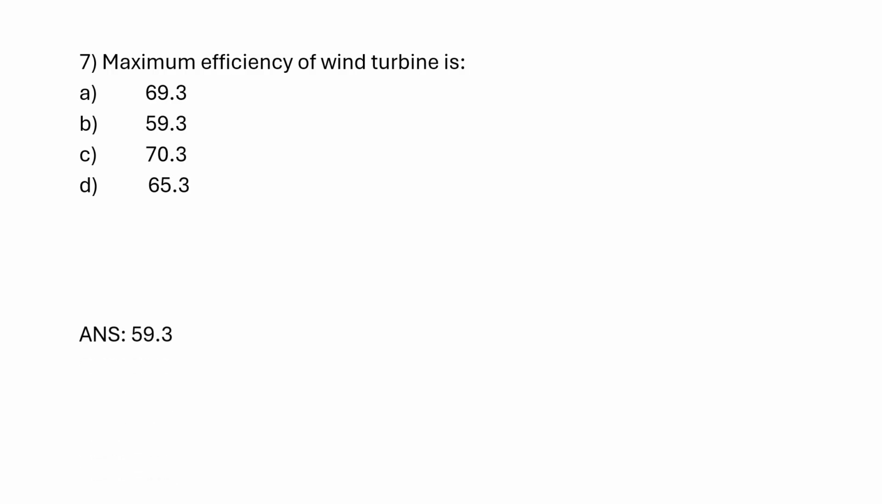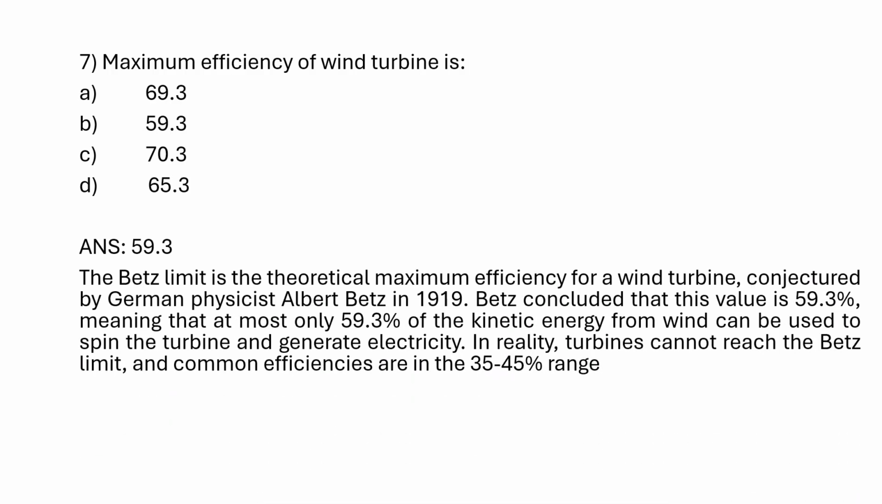Okay. The correct answer here is 59.3. The Betz limit is the theoretical maximum efficiency of a wind turbine, conjectured by German physicist Albert Betz in 1920, and this value comes at 59.3%: the fraction of the kinetic energy from the wind that can be used to spin the turbine and generate electricity.